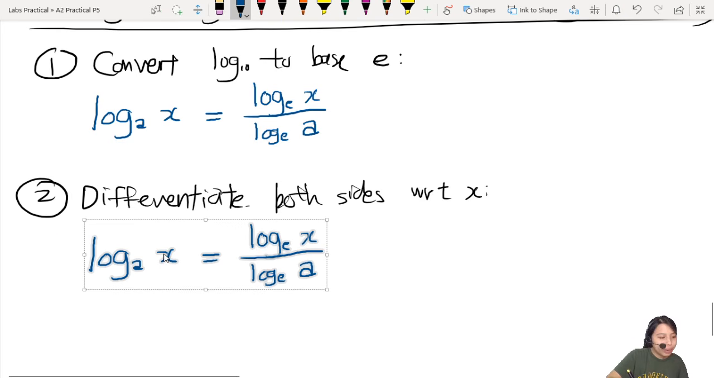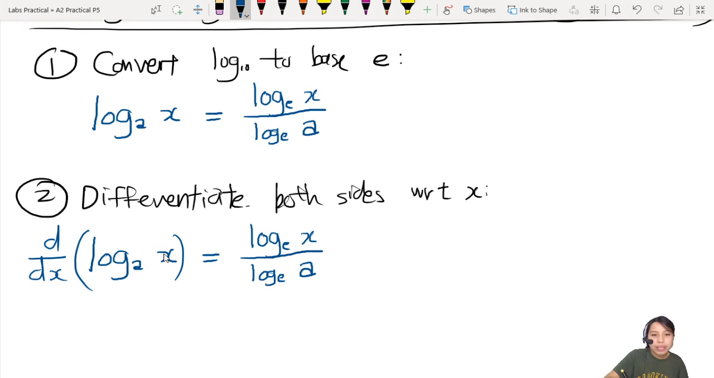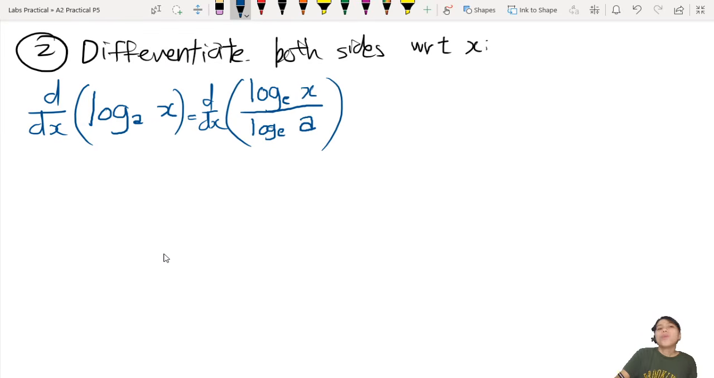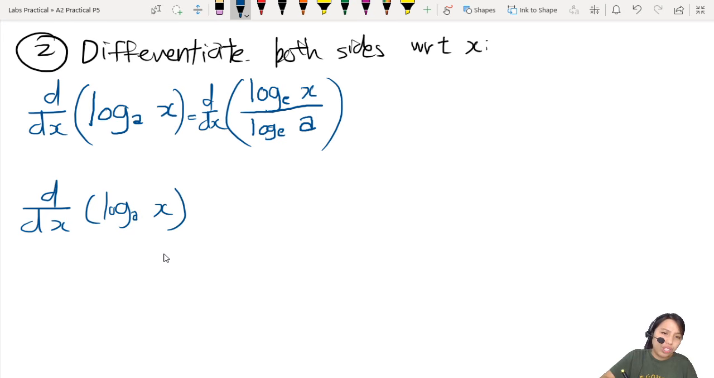Okay, so we differentiate with respect to what? d by dx. Left side. Right side also must differentiate, right? So leave some space also. So this right side also differentiate with respect to x. How to differentiate? The left side, we don't know how to differentiate. So we just leave it as that for now. Okay, so this is just d by dx log a. We don't know how to differentiate.